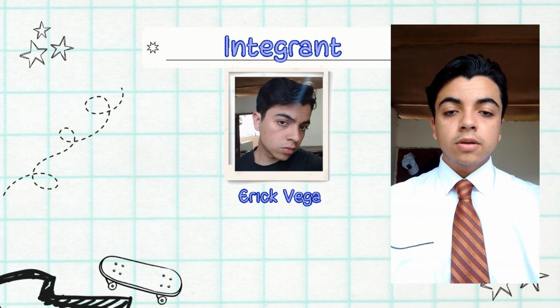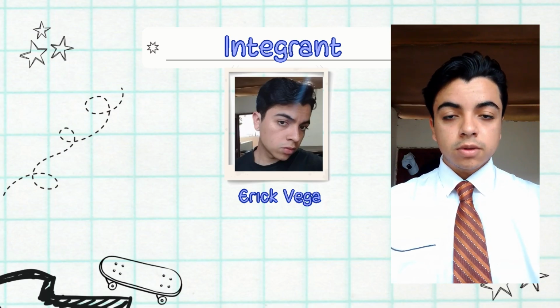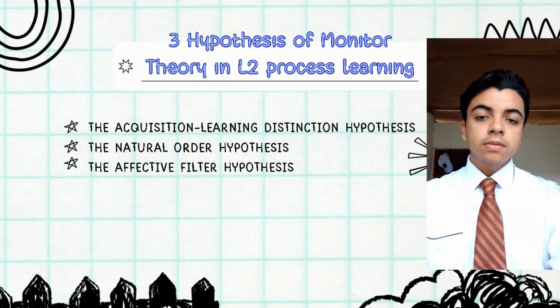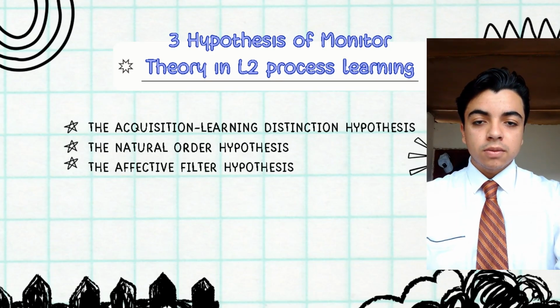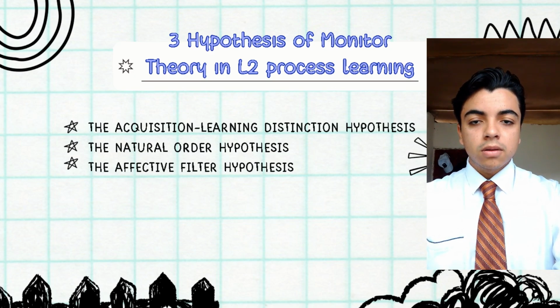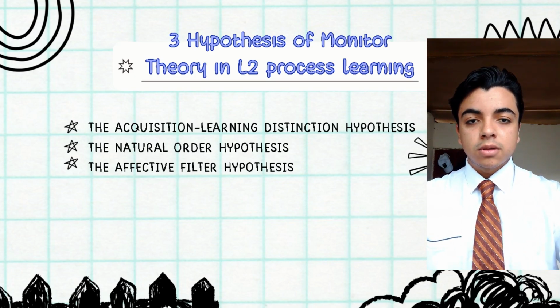I'm doing it alone because all my teammates have groups already. The three theories that I chose for L2 process learning are the acquisition learning distinction hypothesis, the natural order hypothesis, the affective filter hypothesis.